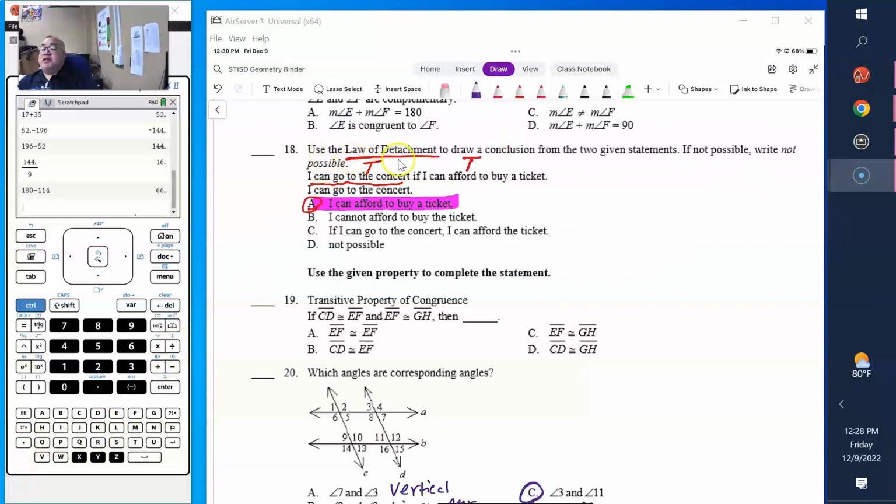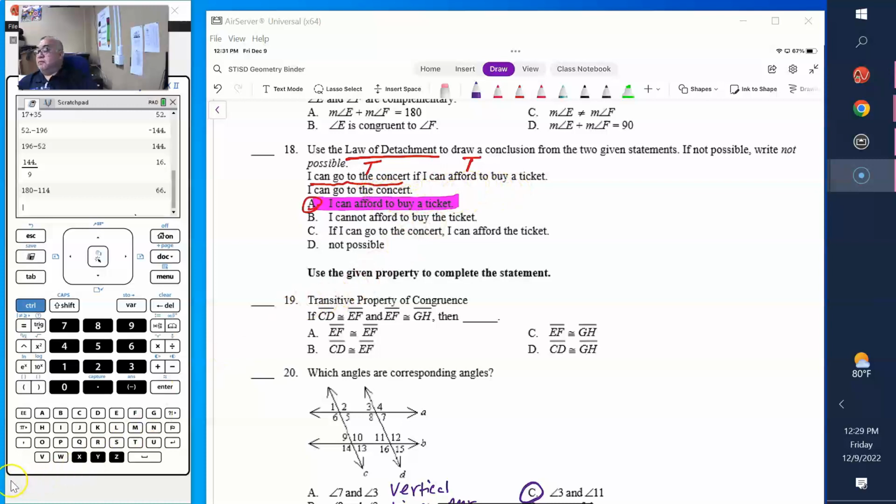Use the law of detachment to draw a conclusion from the two given statements. I can go to the concert if I can afford to buy a ticket. I can go to the concert. That's true. So what conclusion can you make? I can afford to buy a ticket. That's true. So your answer is A. In other words, I can go to the concert implies that I can buy a ticket. So that's got to be true.